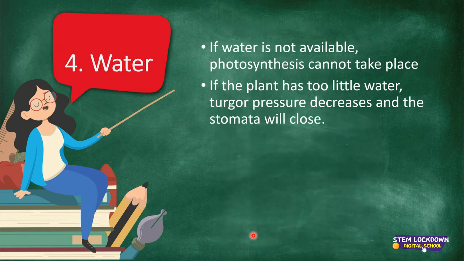So if water is not available, photosynthesis cannot take place. All right, guys, remember our reactants for photosynthesis are carbon dioxide and water. So if one of the reactants is not available, then it makes things way more difficult. It cannot take place, right? So if water is not available, photosynthesis cannot take place. And if the plant has too little water, turgor pressure decreases and the stomata will close.